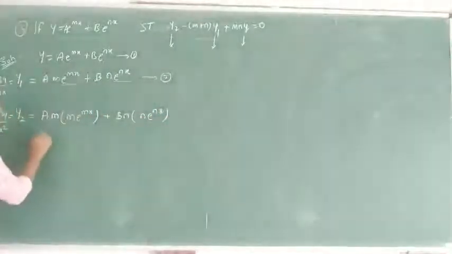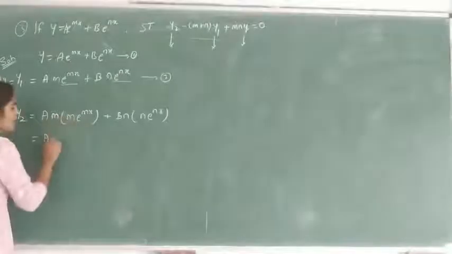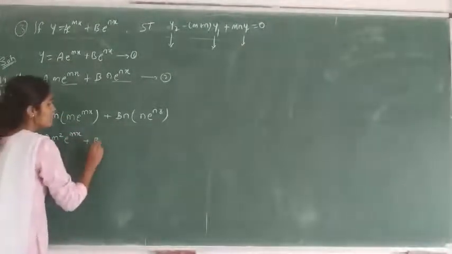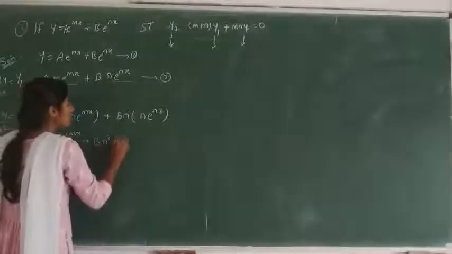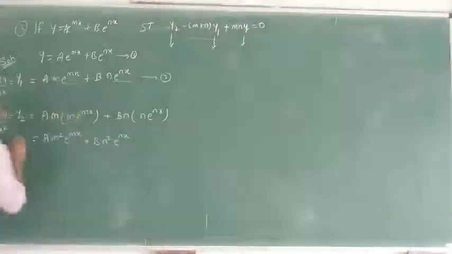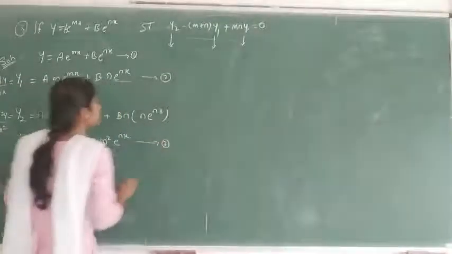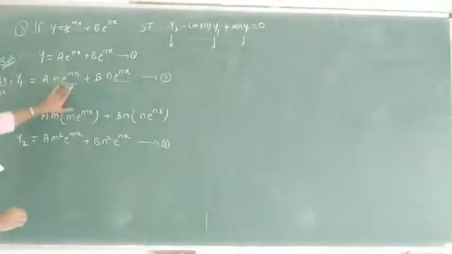So what is the answer? That is a into m square into e power mx plus b into n square into e to the power nx. So this is y2. Keep it as equation number 3. So we have equation numbers 1, 2, 3.